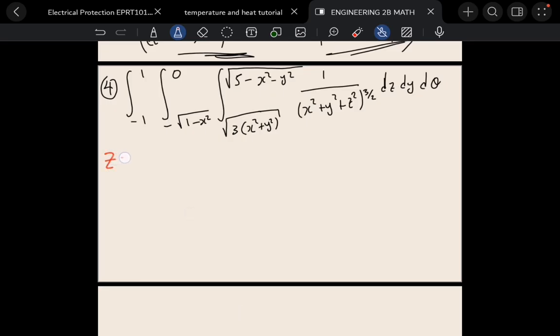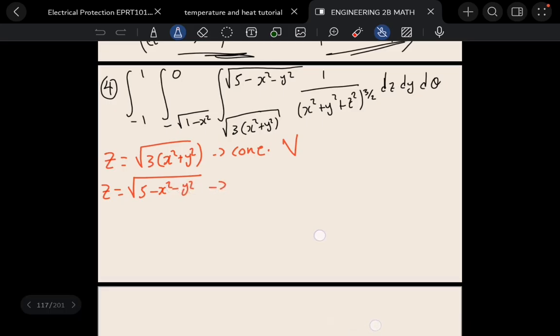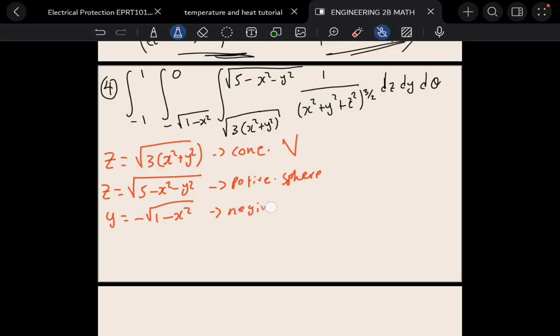Now, z is equal to the square root of 3 over x squared plus y squared. That is a cone. And then z is equal to the square root of 5 minus x squared minus y squared. That is a positive hemisphere. And then y is equal to negative square root of 1 minus x squared, that is a negative semicircle below. So a hemisphere, something like this, and then this one is something like that.